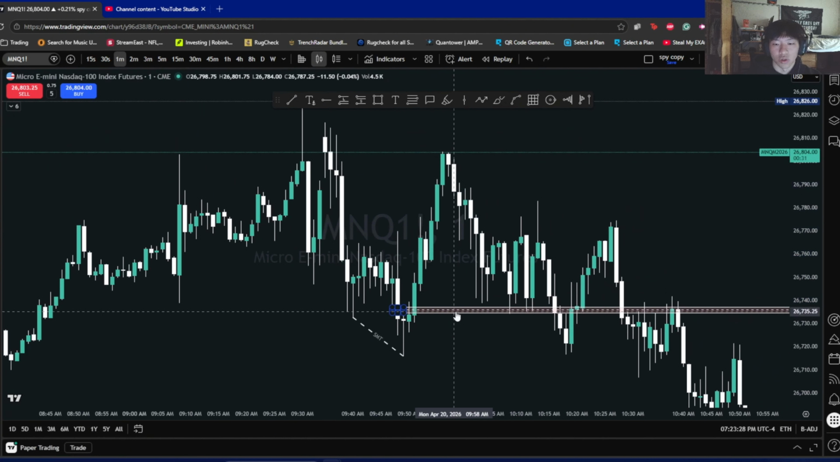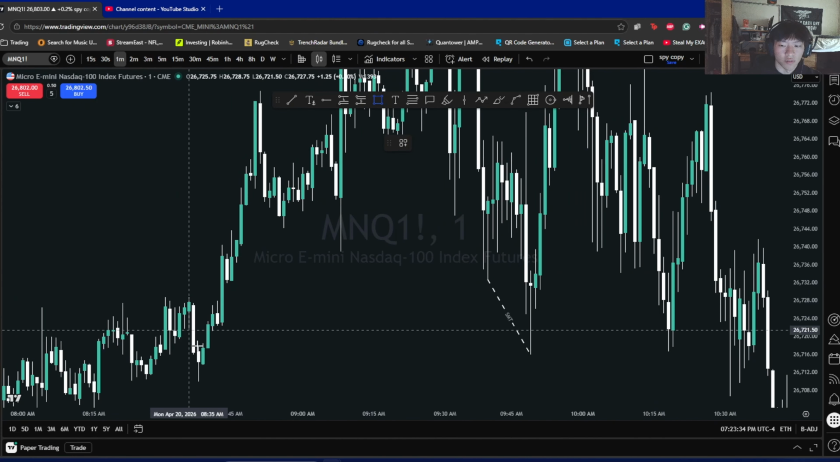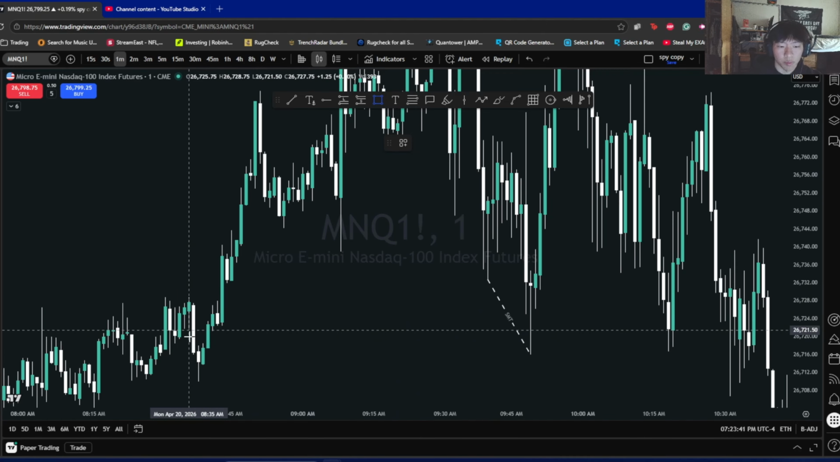Now what happens if we use a rejection block? A rejection block would be this candle right here, because we rejected off of a 5-minute order block right here and tapped into this 1 minute BPR. I forgot to touch upon this, but I'm going to touch it now. A BPR just means an inverse fair value gap and a regular fair value gap overlapping.